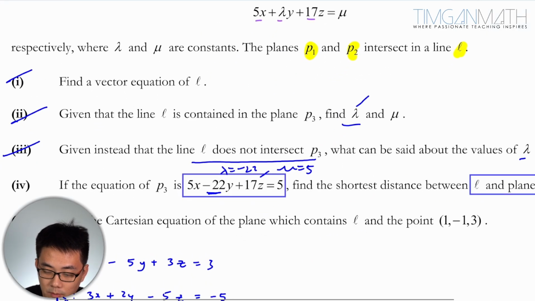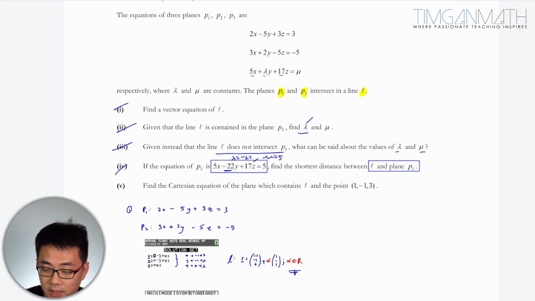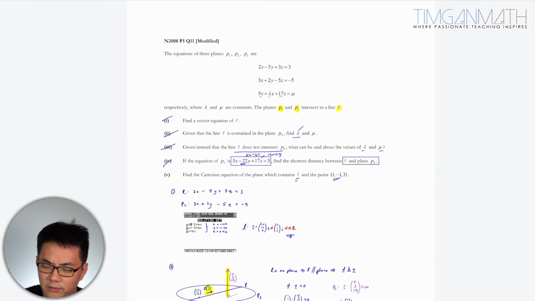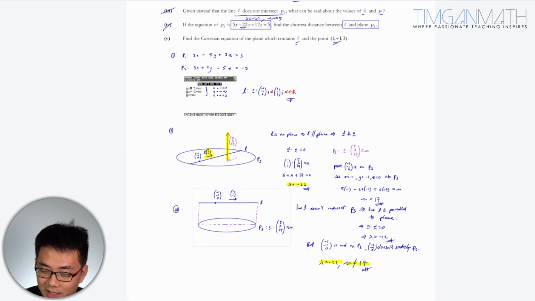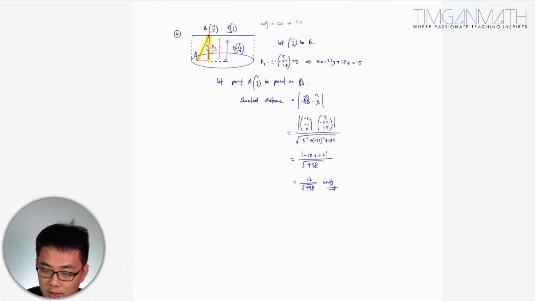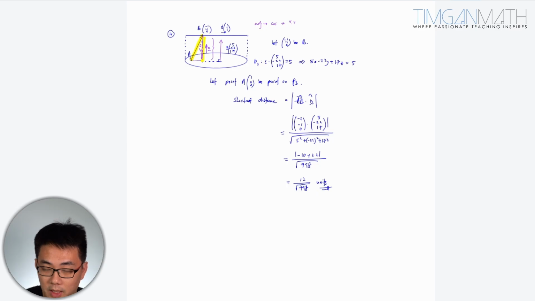Then we're going to do part 5. Find the Cartesian equation of the plane which contains L and the point 1, minus 1, 3. This we've done multiple times in class as well. Given the line and also a point, we find the plane equation.